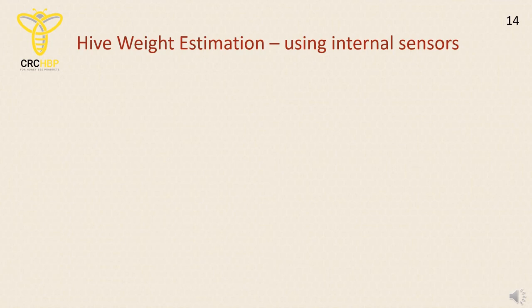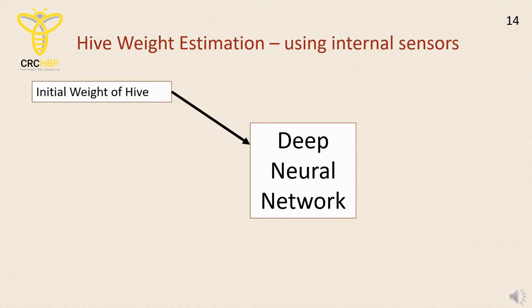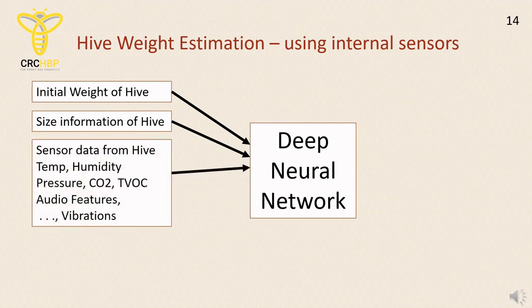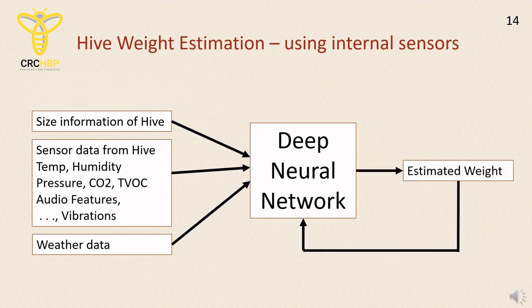To estimate the weight of the hive using internal sensors, we designed and trained a deep neural network. This neural network requires the initial weight of the hive, size information of the hive, all the sensor data we are collecting, and the weather information. Then it uses all this to estimate the weight of the hive. And once it has estimated the weight, it can use the estimated weight to continue with the further estimations.